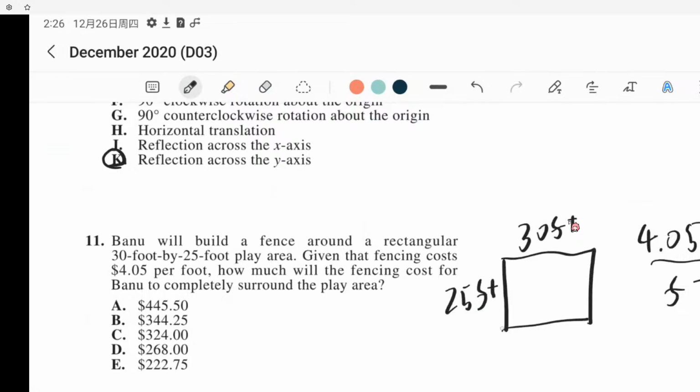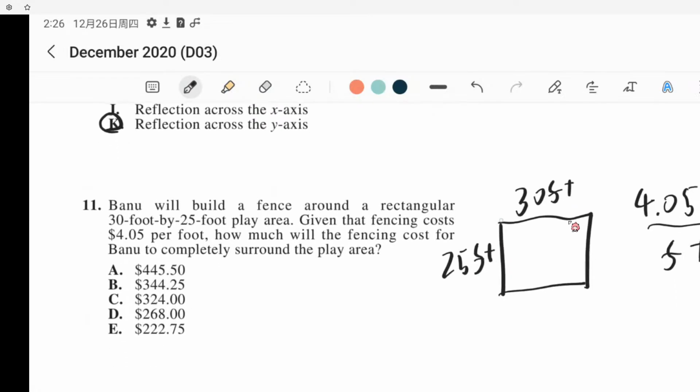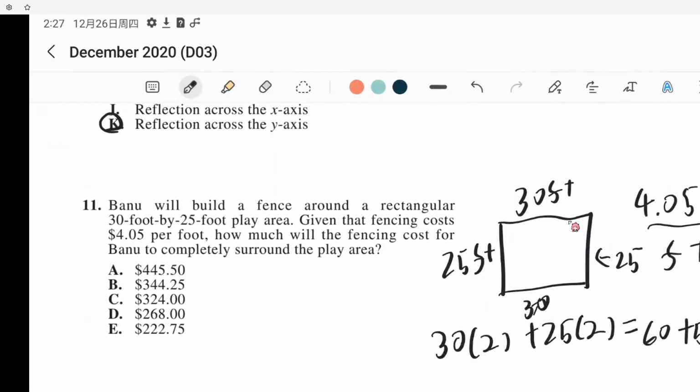So we're looking for a fence that covers not the area, but ultimately what we're finding is the perimeter. We're finding the sides combined. Because this is a rectangle, we could use 30 times 2 plus 25 times 2, which gives us 60 plus 50, which is 110 foot total surrounding the playground.